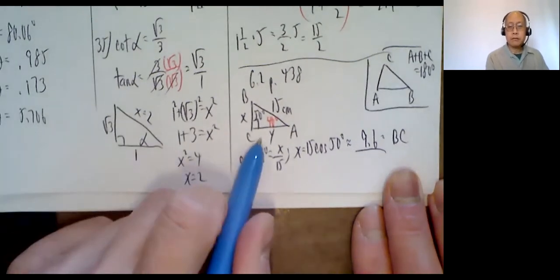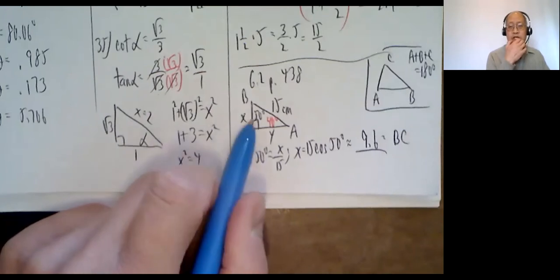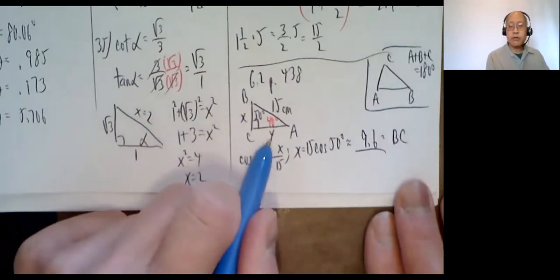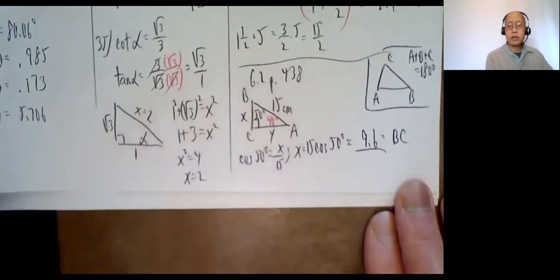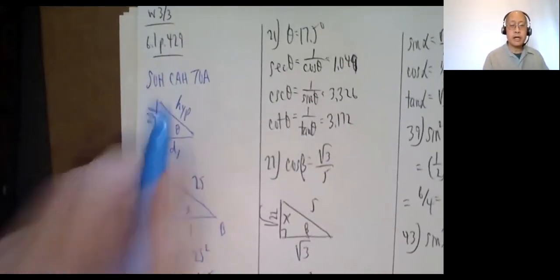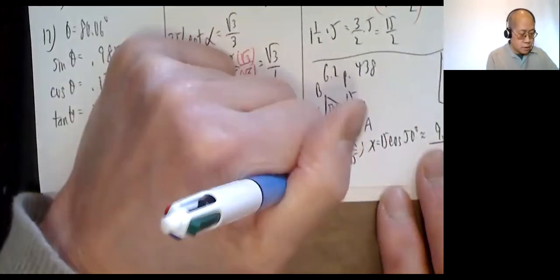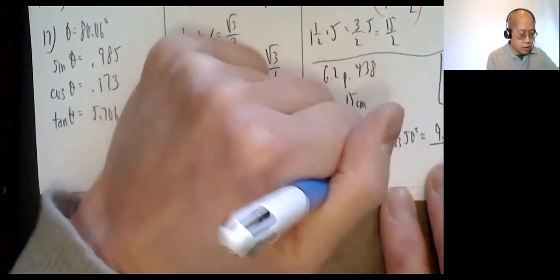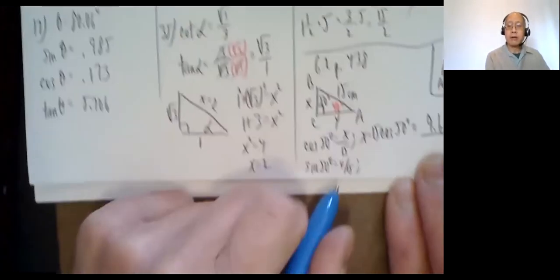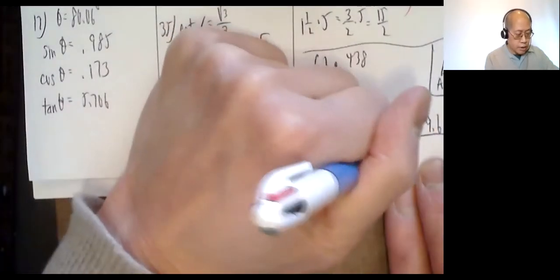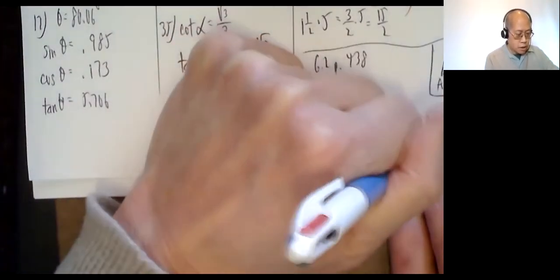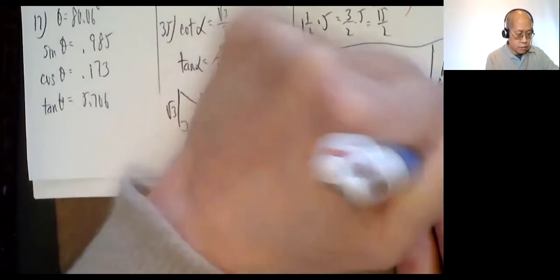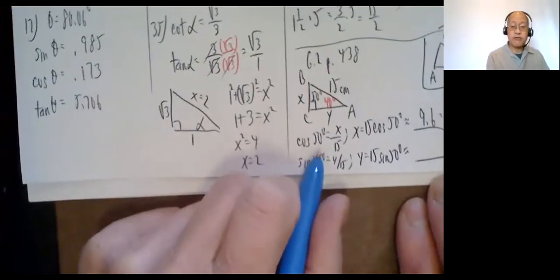How about Y? I'm doing the angle B, which is 50 degrees. Which side is Y? Opposite. I have the 15. So opposite and hypotenuse. Opposite, hypotenuse: sine. Sine of 50 degrees is opposite Y over 15. Again, multiply both sides by 15. Y is 15 sine of 50 degrees, approximately. And that's the distance from A to C.